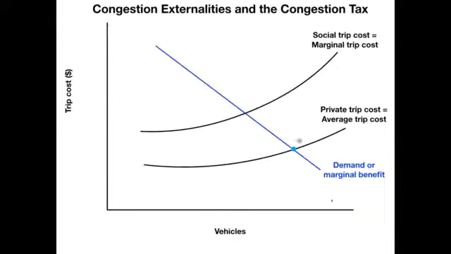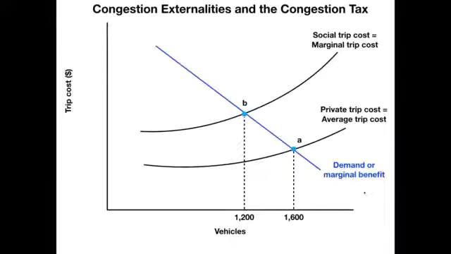So in looking at this, the actual level of vehicles that are going to be using this road will be 1,600 because individuals will be on the road as long as their private trip cost is equal to their demand, which is their marginal benefit. However, because the average trip cost does not include the external costs that are being imposed by individuals, this is much higher than what would be the socially optimal, which is where the marginal trip cost is equal to marginal benefit.